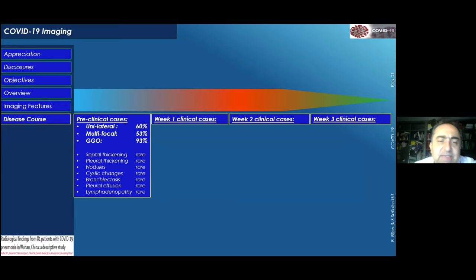In those cases, these are findings that you may see. 60% of them can be unilateral. 50% of them can be multifocal, and in most of those you're going to see GGO. Things like septal thickening, pleural thickening, nodules, those kinds of things, you don't see often in the preclinical phase.